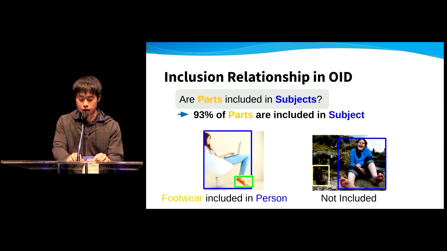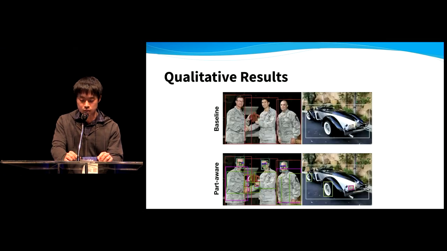Part-aware sampling relies on the assumption that a bounding box of part categories is spatially included in the bounding box of the corresponding subject category. We calculated the percentage of part bounding boxes that are included in subjects on Open Images data set for the pairs of categories we are interested in. From this calculation, we found that 93% of bounding boxes are included in the bounding box of the corresponding subject category. This number shows that our assumption relatively holds true for this data set.